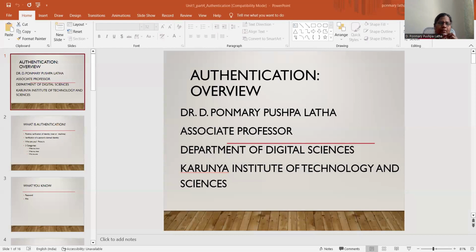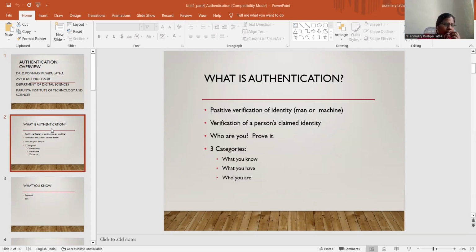Dear students, today's class we are going to talk about authentication. Whenever we talk about authentication, we verify a person based on three categories: what you know, what you have, and who you are. Based on that, we are verifying things.